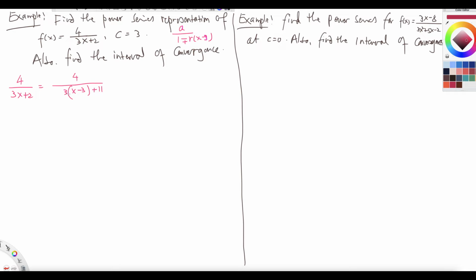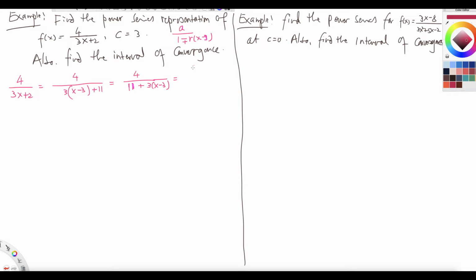You see that? This whole is 3x plus 2. So what I'm going to do next is write 4 over 11 first, and then plus 11 plus 3(x minus 3). You see that? Now let us take 11 out.